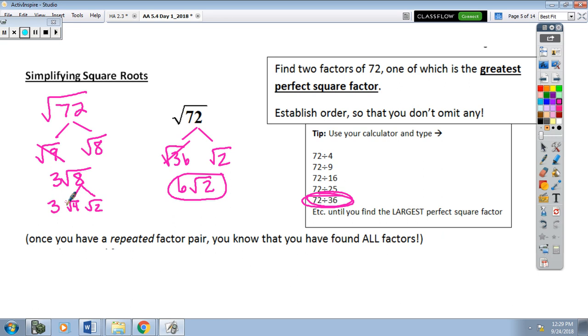Then you take the square root of 4, which is 2. Anytime you have numbers outside, it's understood multiplication. So you'd multiply the 3 and 2 together to get 6 root 2. So same answer, a lot more work.